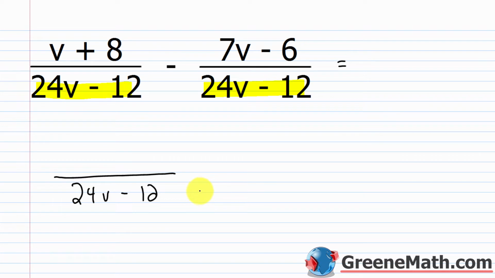And this is over. I have v plus 8 minus, I'm subtracting this whole thing away. Please don't make the mistake of just putting minus 7v minus 6. That is wrong. I am subtracting away the 7v and the negative 6. So there's kind of two things you can do. You can change this to plus, and then you can change the sign of each term. So this can be plus negative 7v, and then since this is negative 6, it would be positive 6.